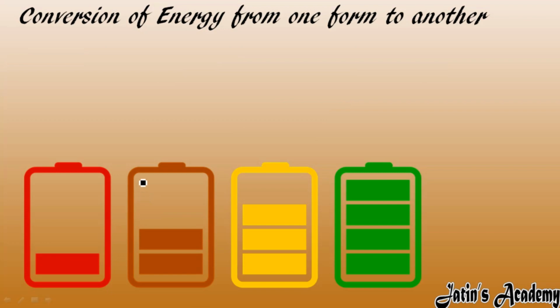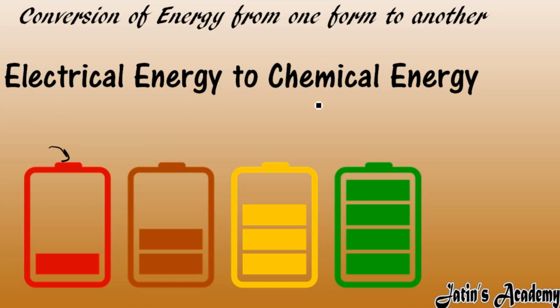Next we have, here we are charging the battery. How will we charge the battery? By giving some electrical supply. So by giving the electrical supply we are charging the battery. Which form of energy is stored in the battery? That is chemical energy. So in this conversion, while charging a battery, we are giving electrical energy and we are getting chemical energy. So electrical energy to chemical energy.